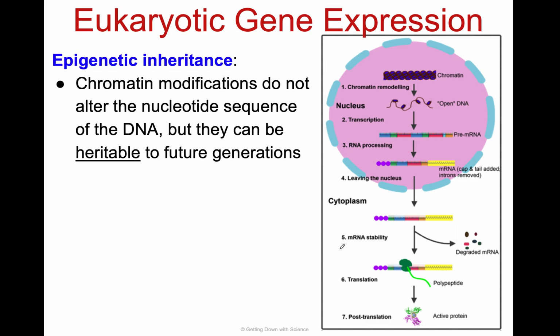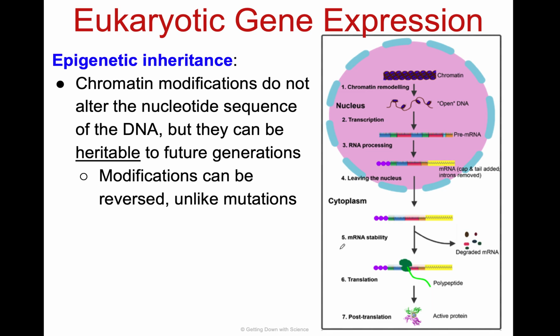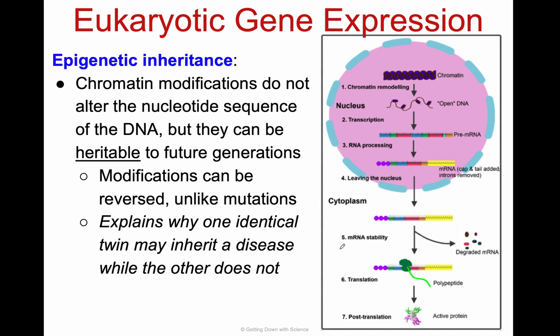Cool. Another one is epigenetic inheritance. It doesn't alter the sequence of nucleotides. Obviously, if we take the chromatin and we twist it or loosen it, it doesn't change the actual sequence. But it could be heritable to future generations. So modifications can be reversed, unlike mutations. This explains why one identical twin may inherit a disease that the other one does not. So epigenetic inheritance is just this idea that multiple different modifications and multiple different regulation sequences cause these heritable differences to future generations.